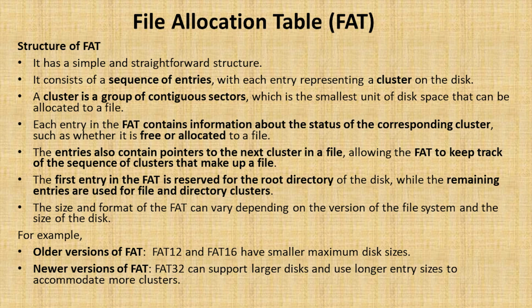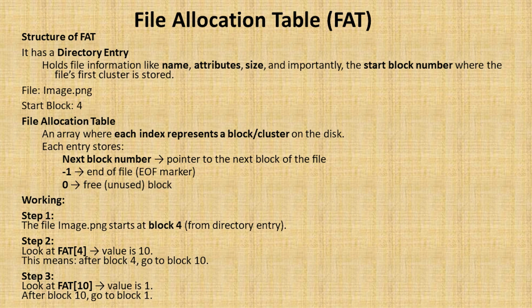The first entry in the FAT is reserved for the root directory of the disk, while the remaining entries are used for files and directory clusters. The size and format of the file allocation table can vary depending on the version of the file system and the size of the disk. For example, older versions of file allocation table are FAT12 and FAT16, which have a smaller maximum disk size, and the newer version, FAT32, can support larger disks and uses a longer entry size to accommodate more clusters. As I told, the root node is allocated for the directory entry.